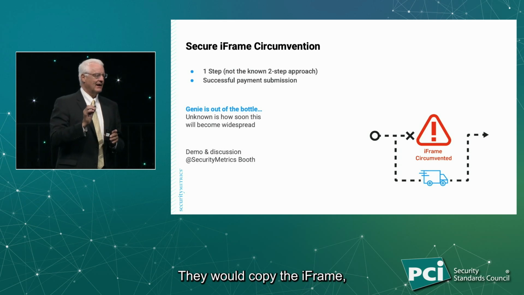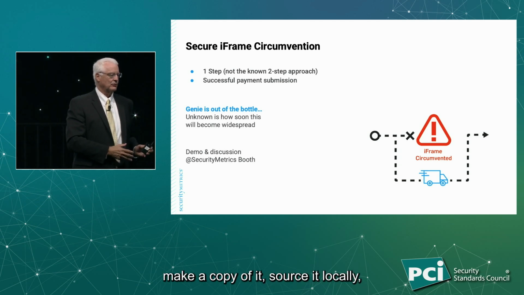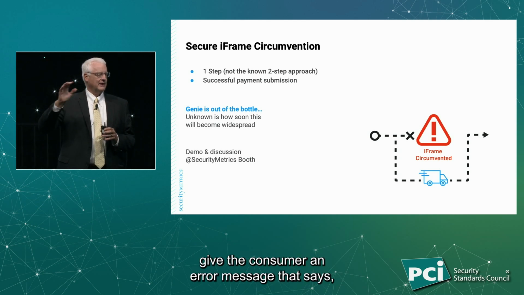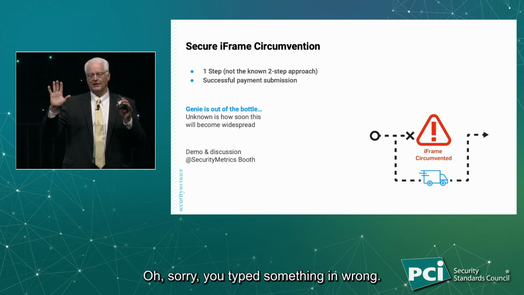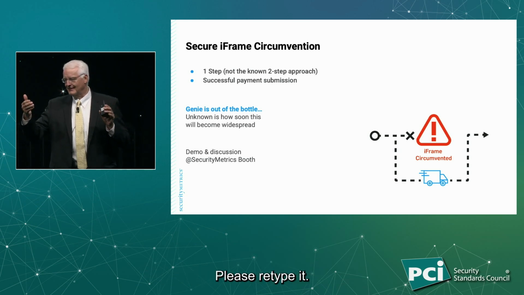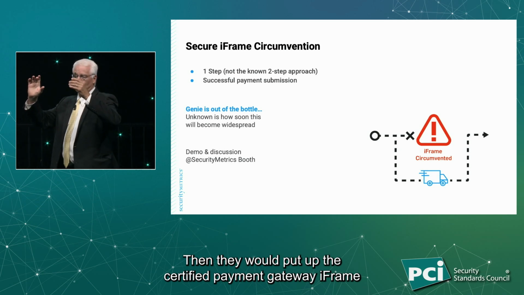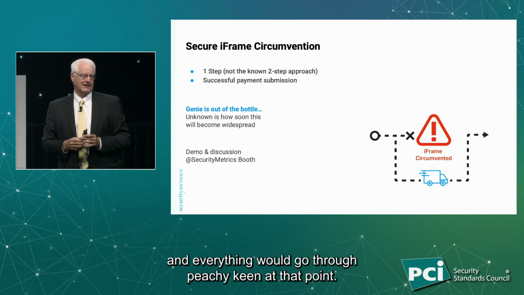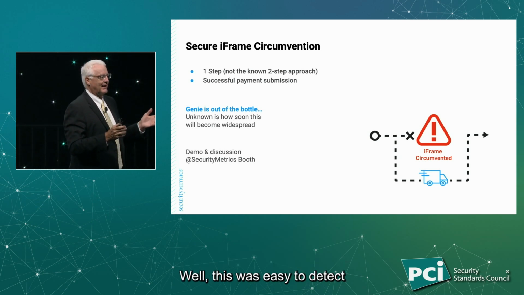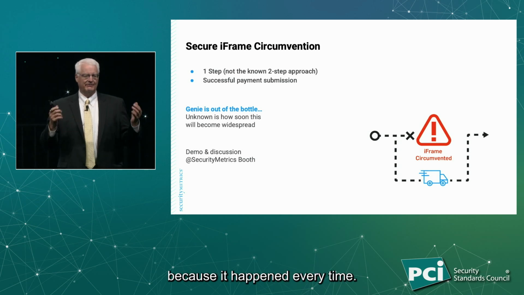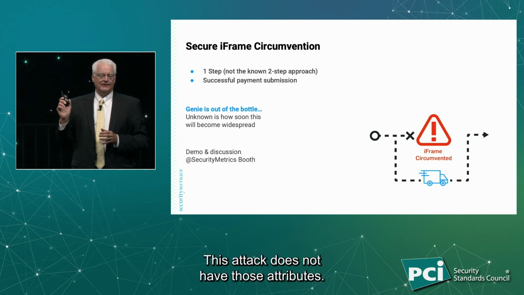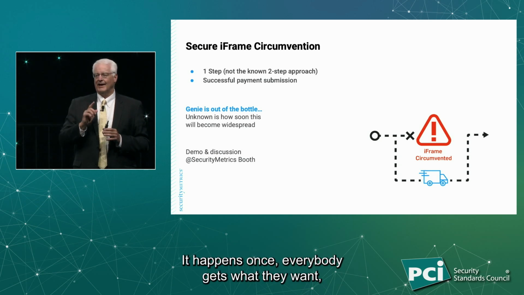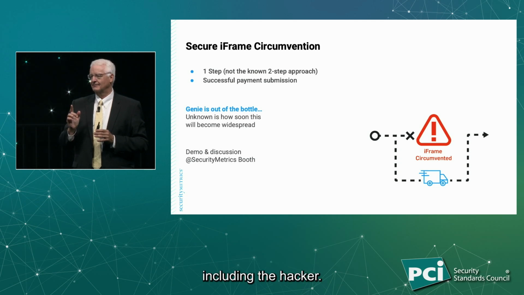They would copy the iframe, make a copy of it, source it locally, post it, collect the data, steal it, send it off, give the consumer an error message that says, oh, sorry, you typed something in wrong, please retype it. Then they would put up the certified payment gateway iframe, and everything would go through peachy keen at that point. Well, this was easy to detect because it happened every time. This attack does not have those attributes. It happens once, everybody gets what they want, including the hacker.